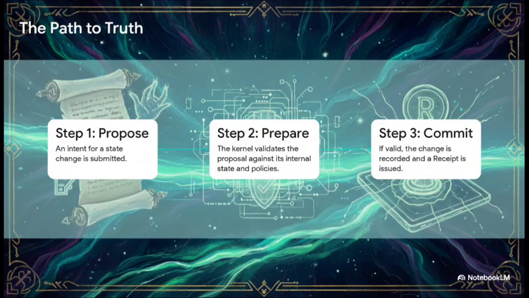First, someone proposes an intent, like, hey, I think we should do this. Second, the kernel prepares. It checks that proposal against all of its internal rules and policies. And finally, if everything checks out, it commits. That change is now locked in forever, and a receipt is issued as proof.